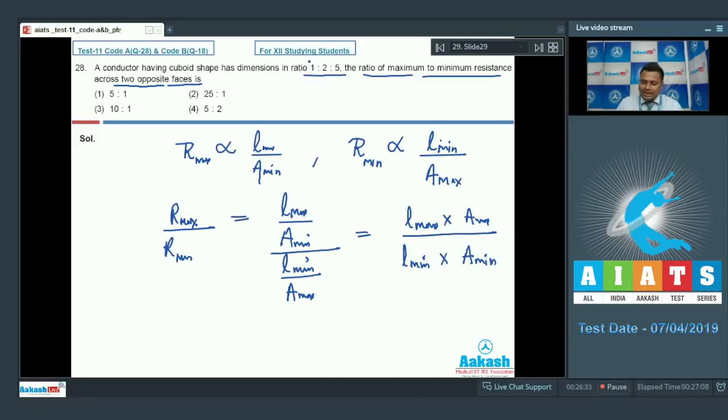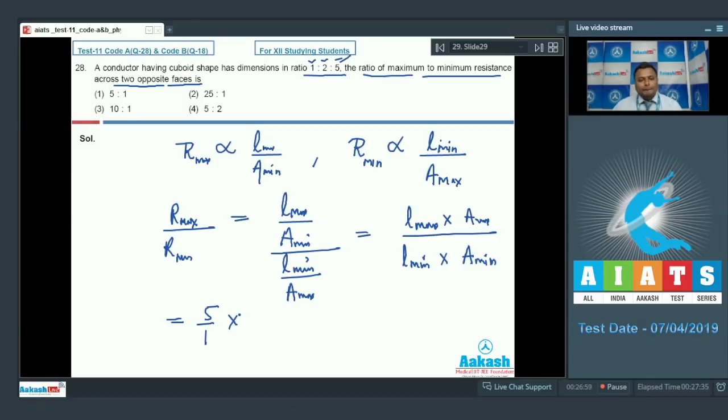Now these are the length, breadth and height actually, and the faces will be, means the cross-sectional area will be of rectangle shape. So we can write here the ratio maximum to minimum as maximum length with minimum length can be what? 5 is maximum, 1 is minimum. So 5 is to 1 will be the ratio of L max to L min.